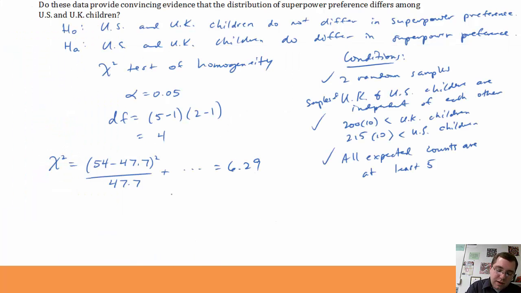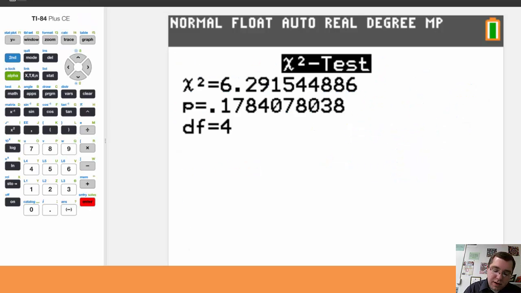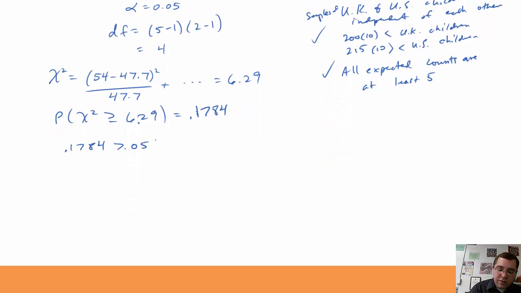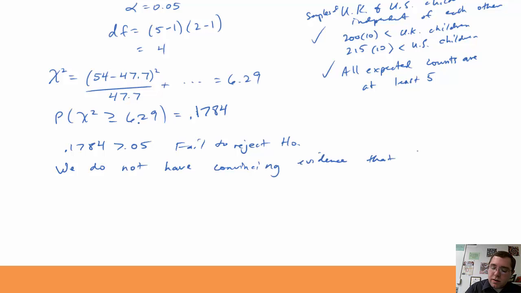6.29 is my chi-squared statistic. The p-value, which is the probability that chi-squared is greater than or equal to 6.29, is 0.1784, which of course is greater than 0.05, so I fail to reject H-naught. We do not have convincing evidence for the alternative hypothesis, which was that the distributions of superpower preference are different for UK and US children.